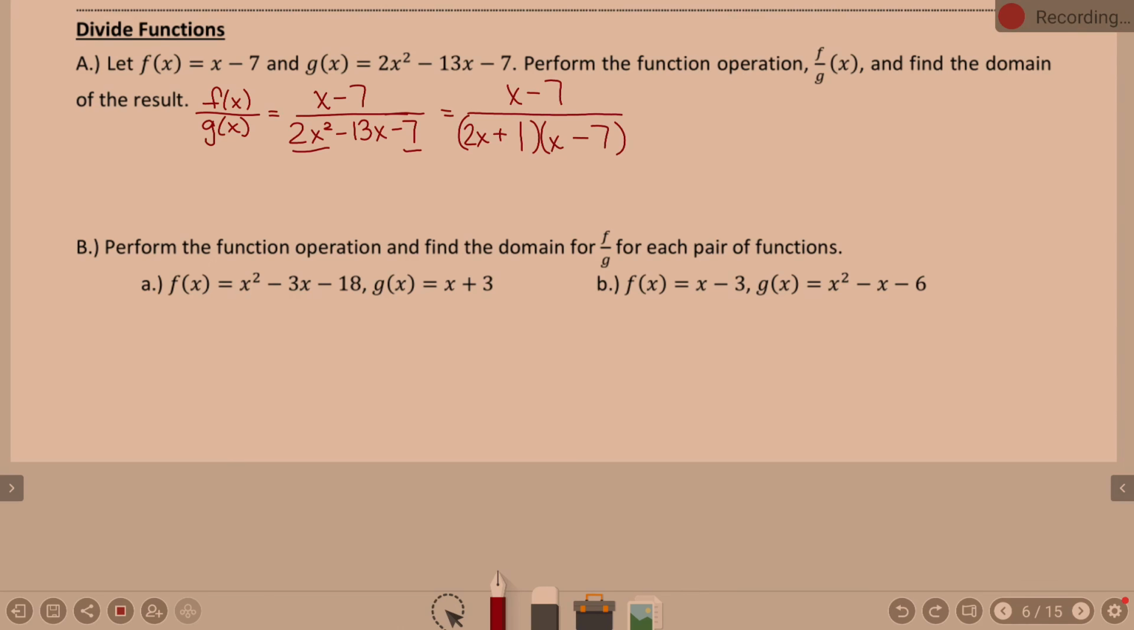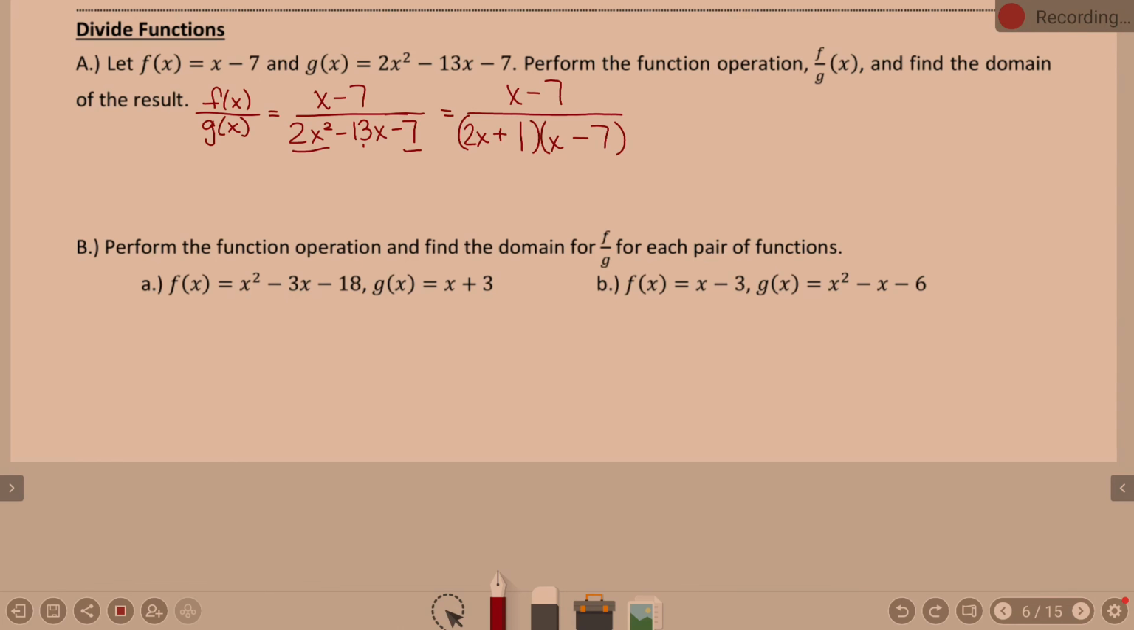Now, can you check yourself without doing product of AC right here? Yeah. Let's check ourselves. Does this FOIL to be this right here? So 2x times x is 2x squared, okay? 2x times negative 7 is negative 14x. And 1 times x is 1x. What's negative 14x plus 1x? Negative 13x. 1 times negative 7? Negative 7. Did that check?